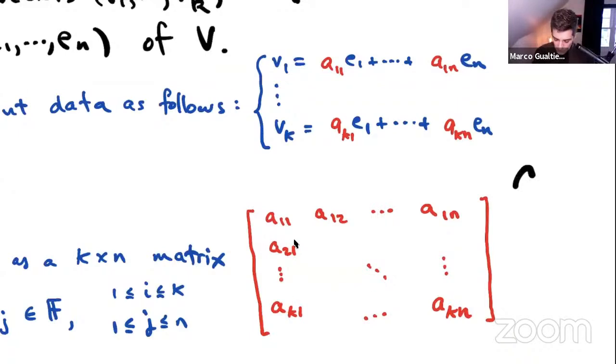So it's always of the form row, column. Which row am I in? Which column am I in?